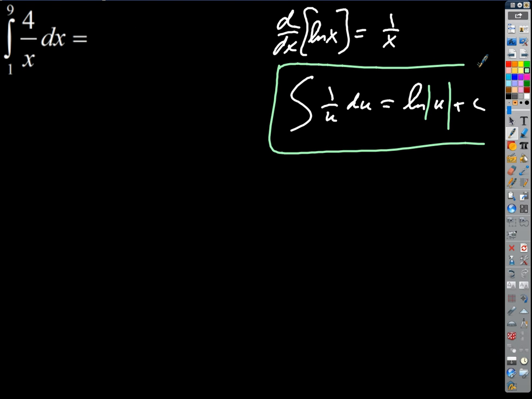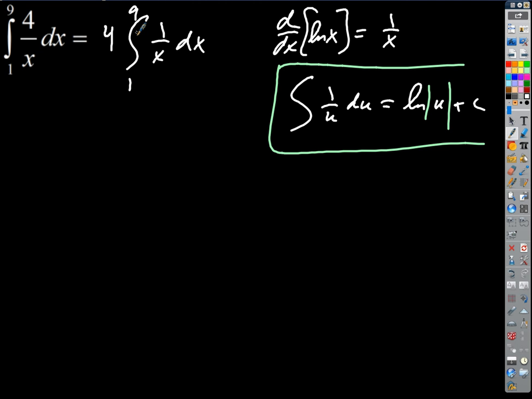Okay, so let's try to tackle this integral. What can we do here? One thing that would probably make it easier would be to do what? That 4. So take it out front. That makes sense. It's just a constant. 4 over x is the same as 4 times 1 over x, isn't it? Right. So we could take the 4 out front, and then I've got the integral of 1 over x dx from 1 to 9.